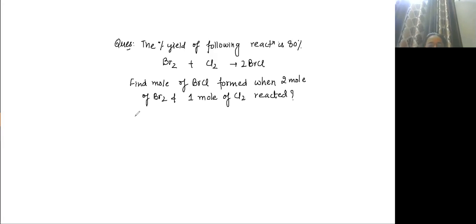Now, what do you mean by percentage yield? Br2 plus Cl2 gives 2 BrCl. Percentage yield means out of 100 moles, only 80 moles are reacting. So what is 80% of 2 moles? There are two ways: in the starting you can do it, or at the last you can do it.